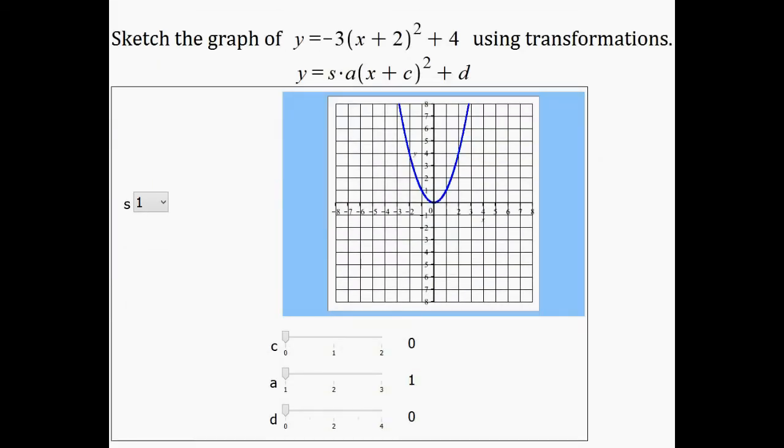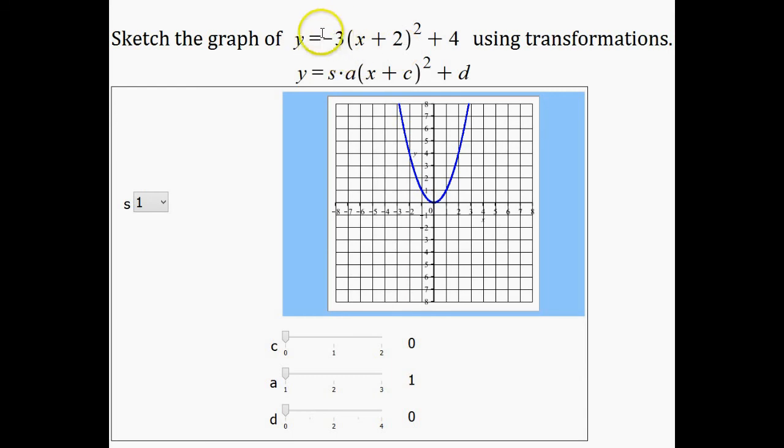Okay, and finally, this is our last example. We've got multiple transformations happening here. Our parent graph is y equals x squared. We see squaring in our equation. Inside of the squaring, we're adding 2. That's going to shift our graph left 2 units.